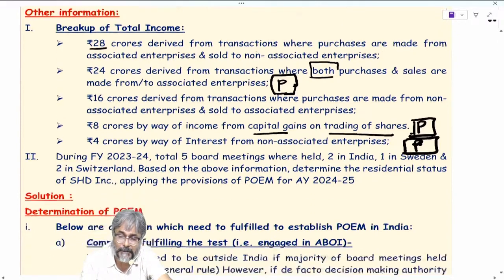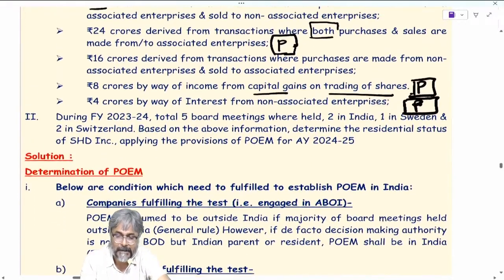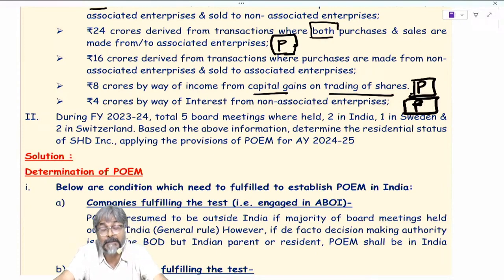Passive income is less than 50% of the total income. And therefore in this case, we will say, because the passive income is less than 50% of the total income, therefore active business outside India is satisfied. And if the ABOI test is satisfied, then what is the conclusion?